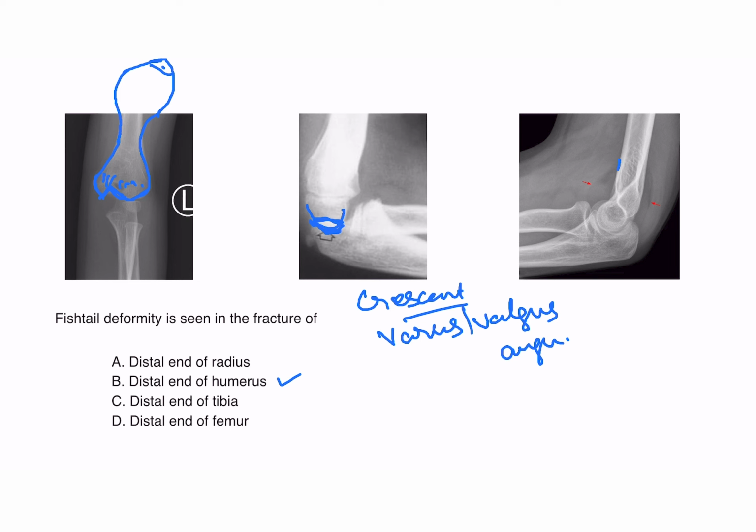And the other sign that you should know is a fat pad sign. Can you see a zone of radiolucency there? So that is because of the hematoma, usually in case of a type 1 Gartland supracondylar fracture. Type 1 Gartland supracondylar fracture, you may have this fat pad sign. So all these are features of a distal end of humerus fracture.